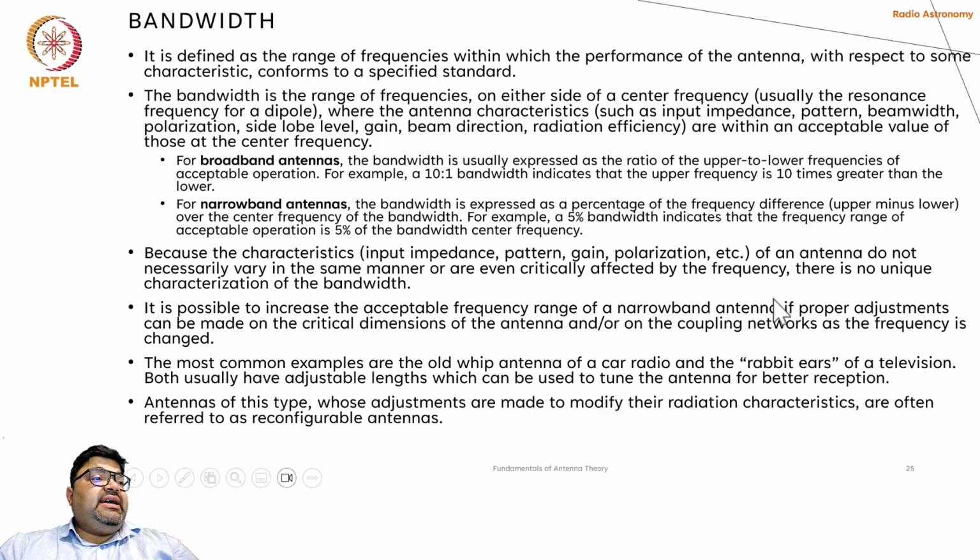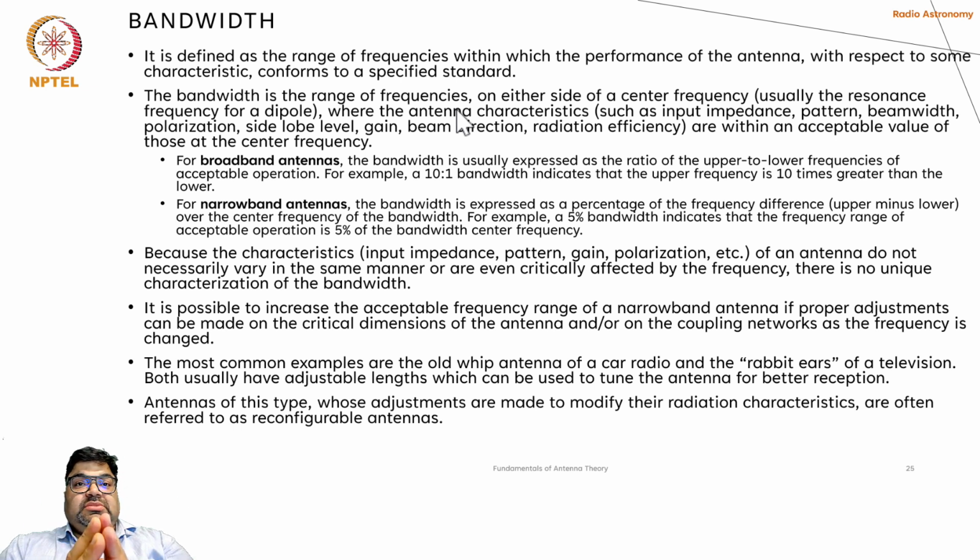Bandwidth is defined as the range of frequency within which the performance of the antenna with respect to some characteristics conforms to a specific standard. The bandwidth is the range of frequency on either side of the central frequency where the antenna characteristics like input impedance, pattern, power pattern, beam width, polarization, etc. are within an acceptable value.